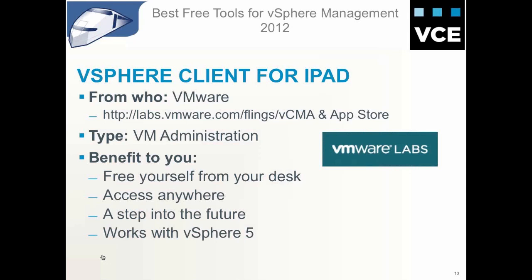Now, I should point out the vSphere client for iPad is actually an application that you download from the iTunes App Store. But in order to be able to use it and actually administer your virtual infrastructure using an iPad, you have to download a VMware fling. And that VMware fling is vCenter Mobile Access. And vCenter Mobile Access is really a virtual machine that you import into your virtual infrastructure, and it gives you a mobile web interface for managing your virtual infrastructure. So you can actually go to the web page for vCenter Mobile Access, and you could use a basic smartphone or BlackBerry or whatever to administer the virtual infrastructure through vCenter Mobile Access.